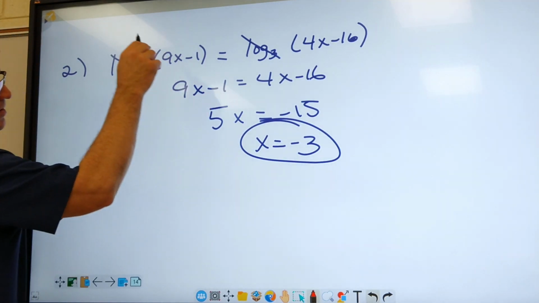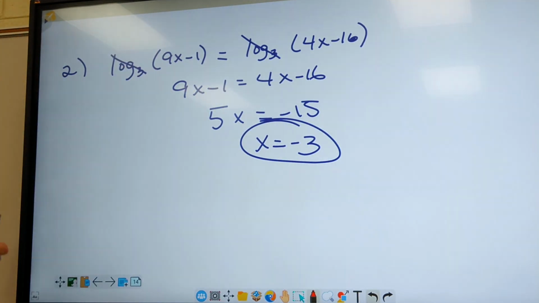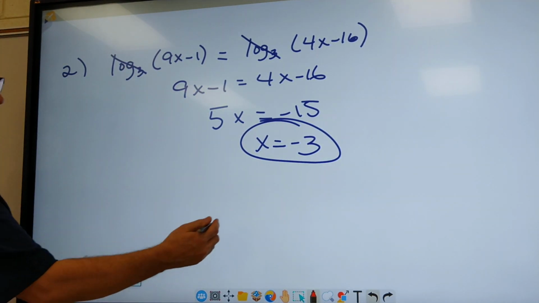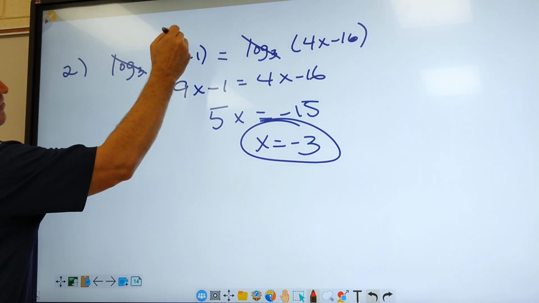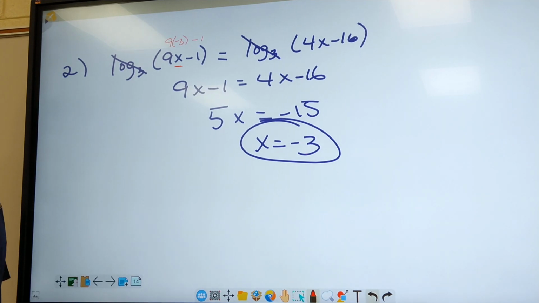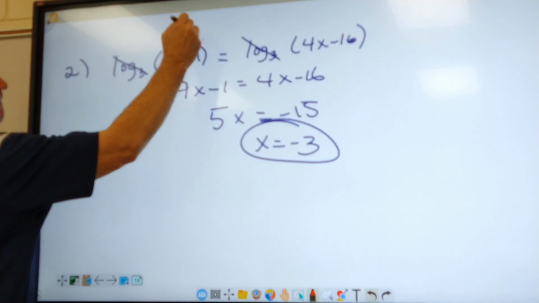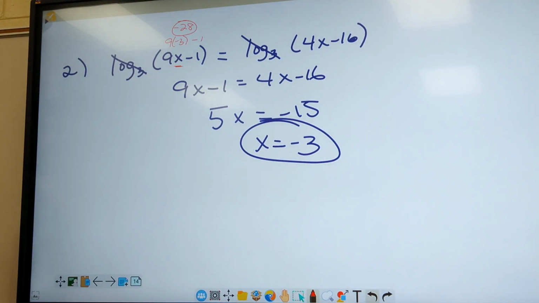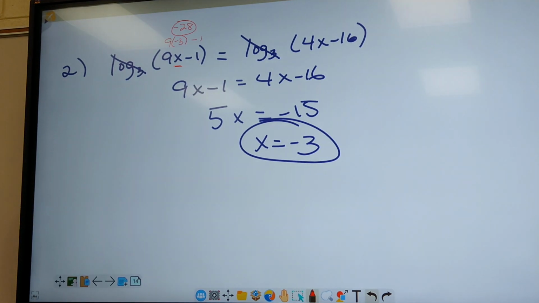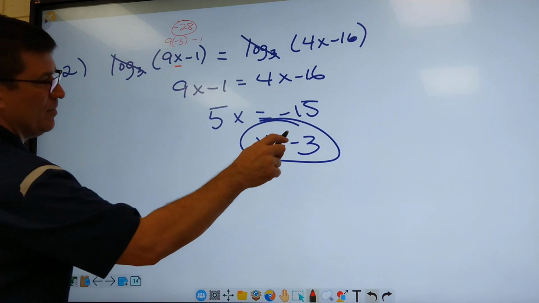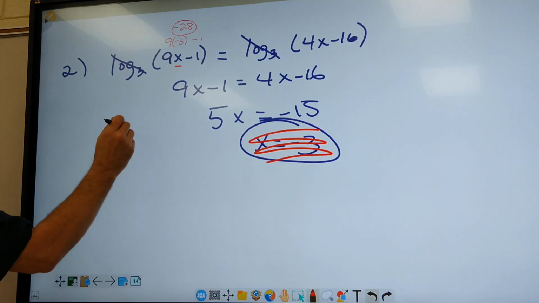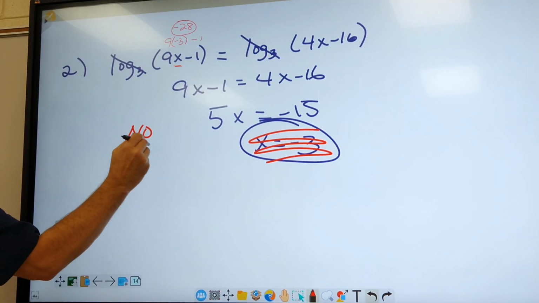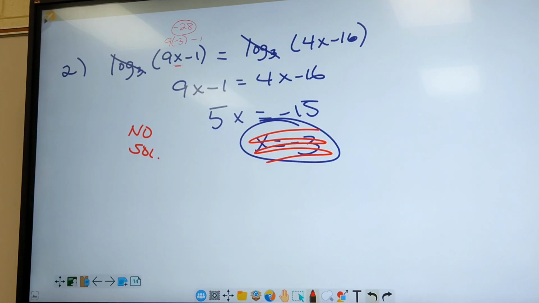On every problem on this sheet, you have to plug in your answer, check it to see if it works, or see if we have to throw it out. Let me show you what I mean. If I plug negative 3 right here, 9 times negative 3 minus 1 gives me negative 28. If it gives you a negative number or a 0 when you plug it in, you can't keep that answer. That answer gets thrown out. We don't have any more answers left, so this is a no solution. And you're going to have a lot of no solutions.